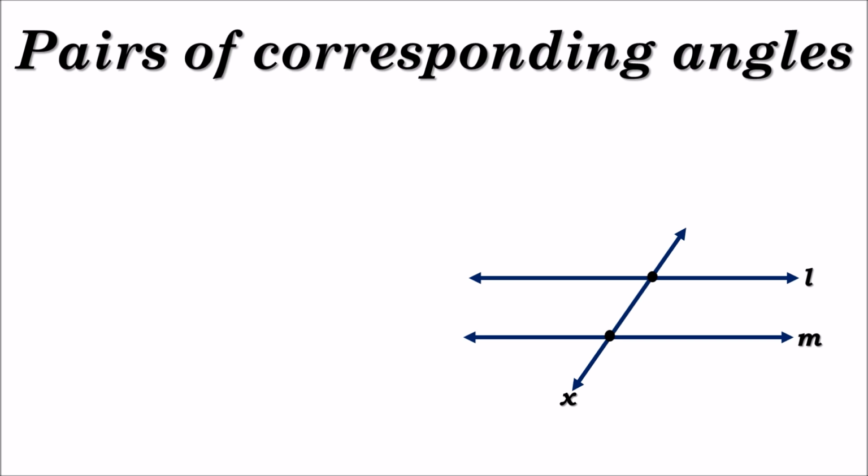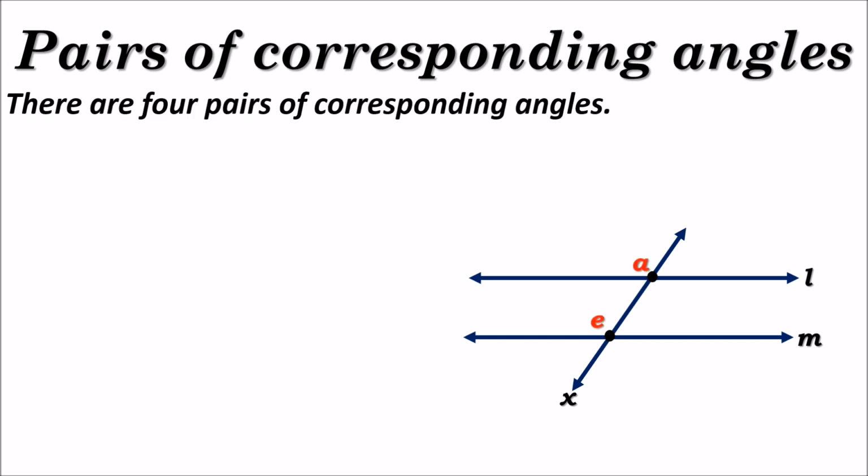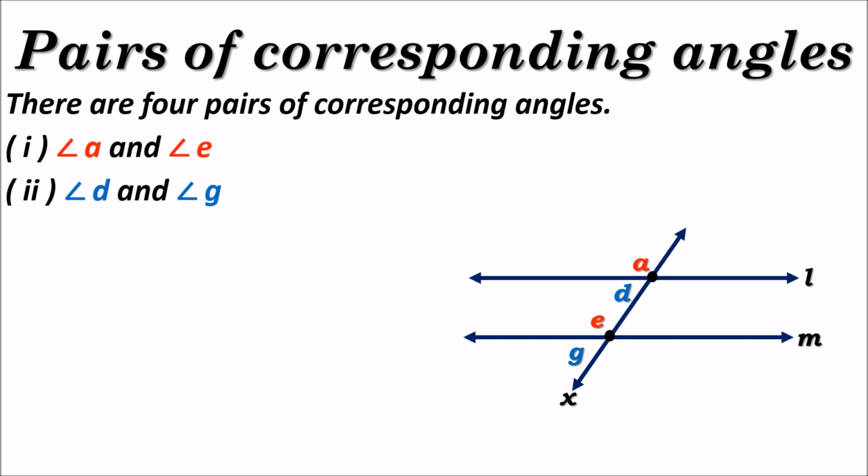To the left hand side of transversal X, there are 2 pairs of corresponding angles. Here, angle A and angle E are on the left hand side of transversal X, and it is the first pair of corresponding angles in this figure. Now here we have 2 more angles to the left hand side of transversal X. They are angle D and angle G, and angle D and angle G is the next pair of corresponding angles. So here we saw that there are 2 pairs of corresponding angles to the left hand side of transversal X.